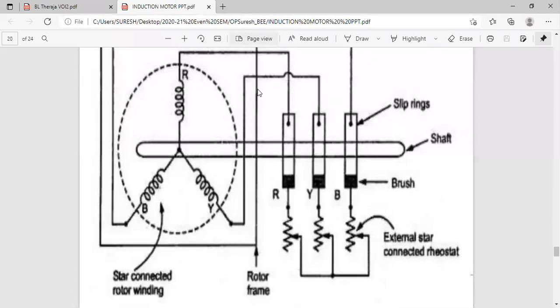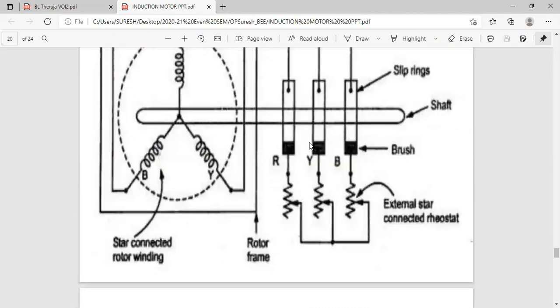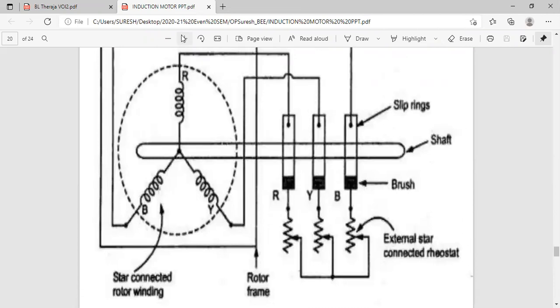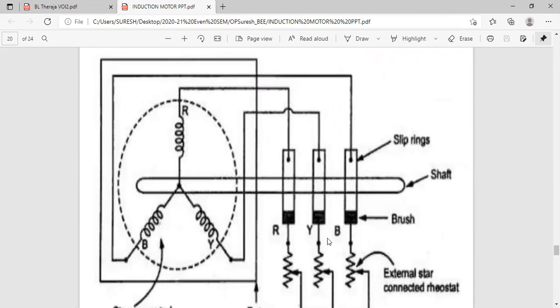See here, this rotor has three RYB windings connected to the shaft through three slip rings. R is connected to one slip ring, B to another, and Y to another. We are connecting the three phases RYB. Here also RYB: R is connected to R, Y to Y, B to B. The three slip rings are connected.